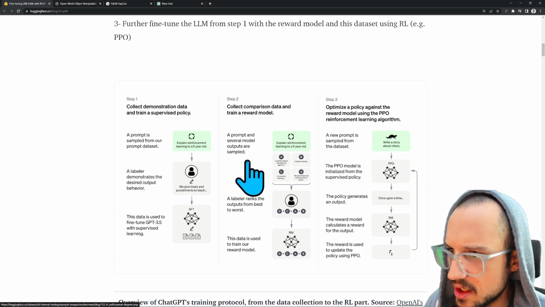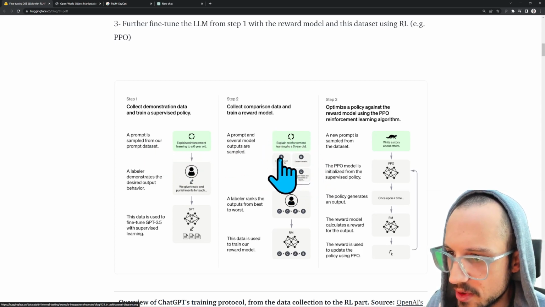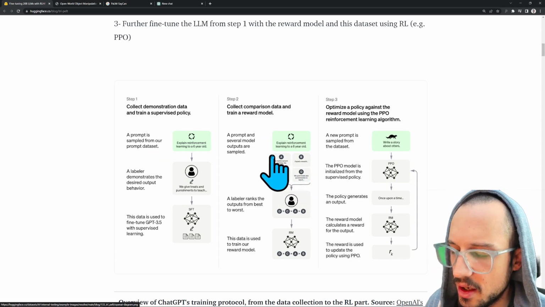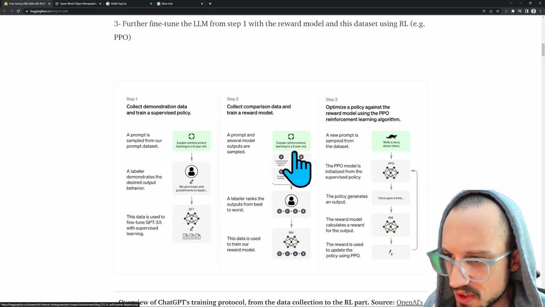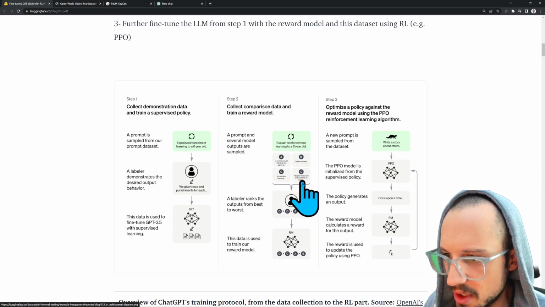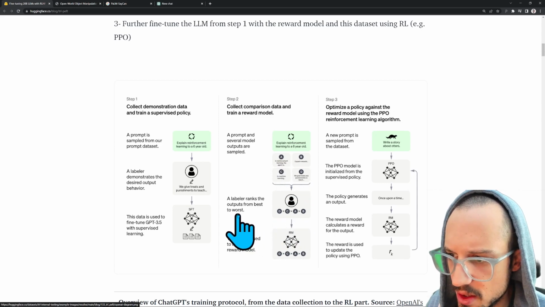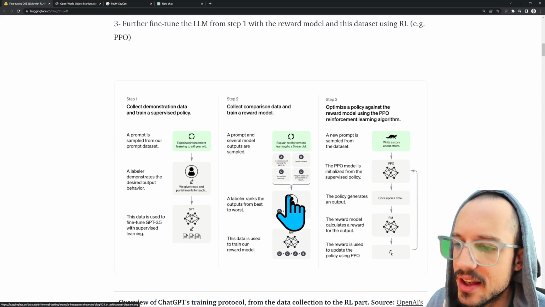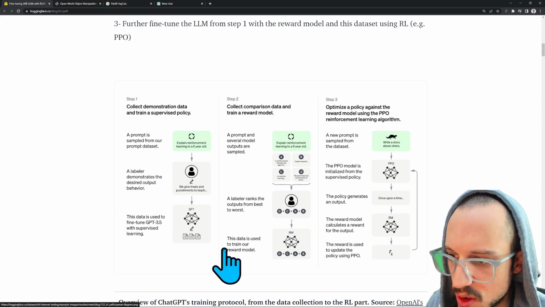Collect comparison data and train a reward model. A prompt and several model outputs are sampled. So you take this prompt, and you turn the temperature parameter in such a way that you get a bunch of different answers from the large language model. Some human labeler will rank those outputs. So they'll say, okay, this output is more appropriate, this output is less appropriate, right? So the human labeler is basically providing the learning signal for the value function, which they're calling the reward model.